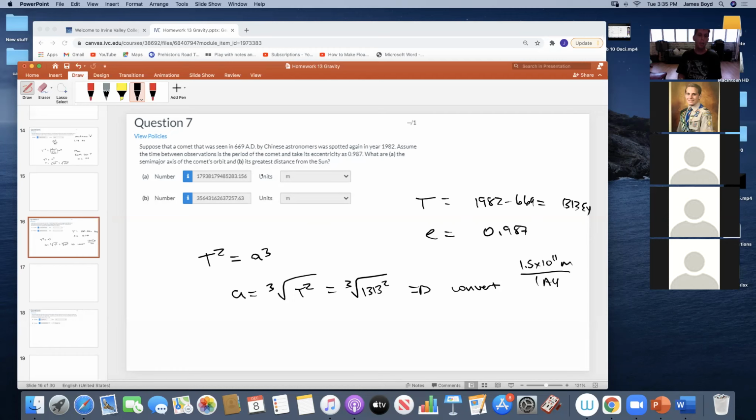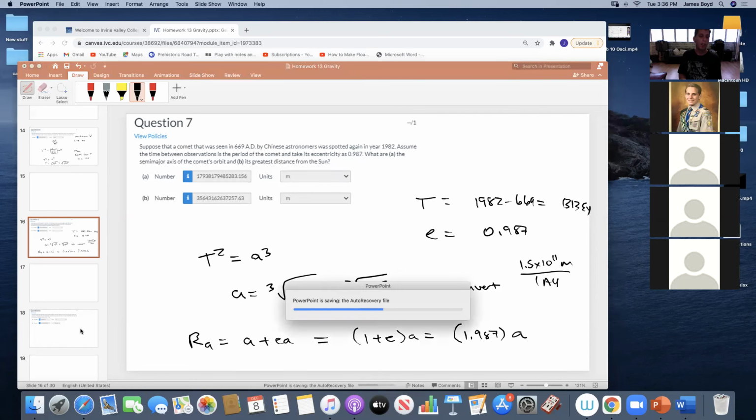And then it asks, what's the greatest distance from the Sun? Well, R_A is equal to A plus EA, and we have E, so this is really (1 plus E) times A, which is 1.987 times our A value. Nothing hard about that. That question is pretty easy, actually.